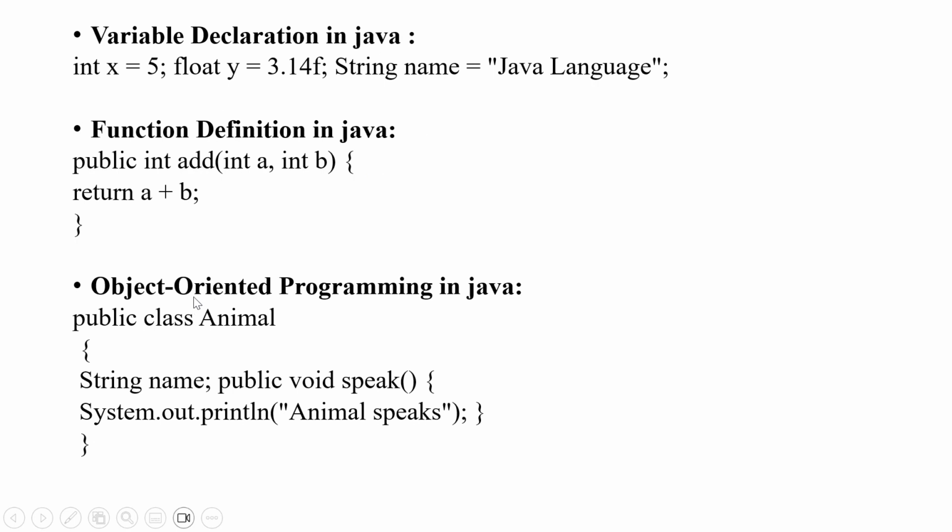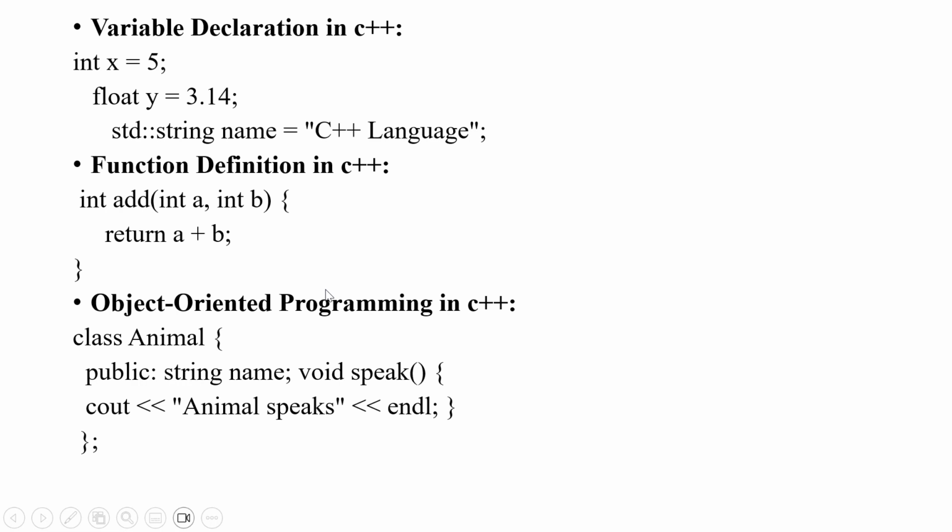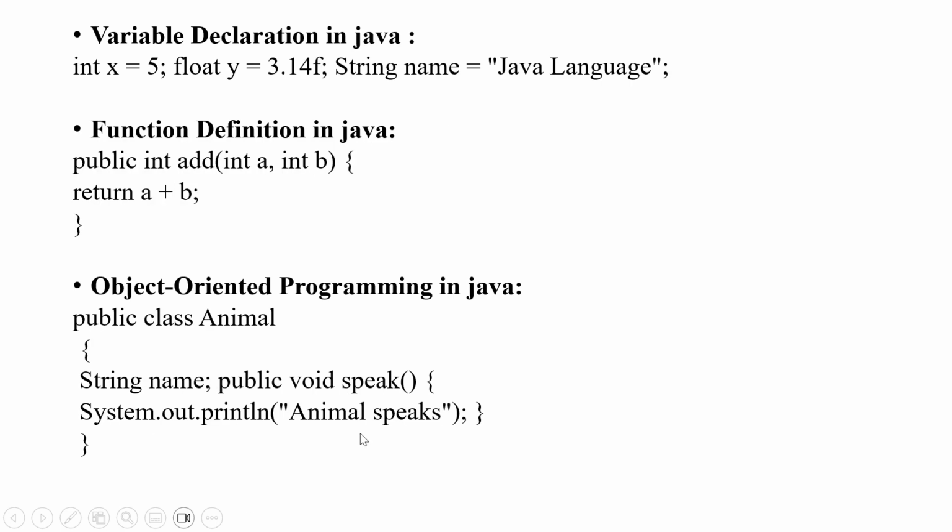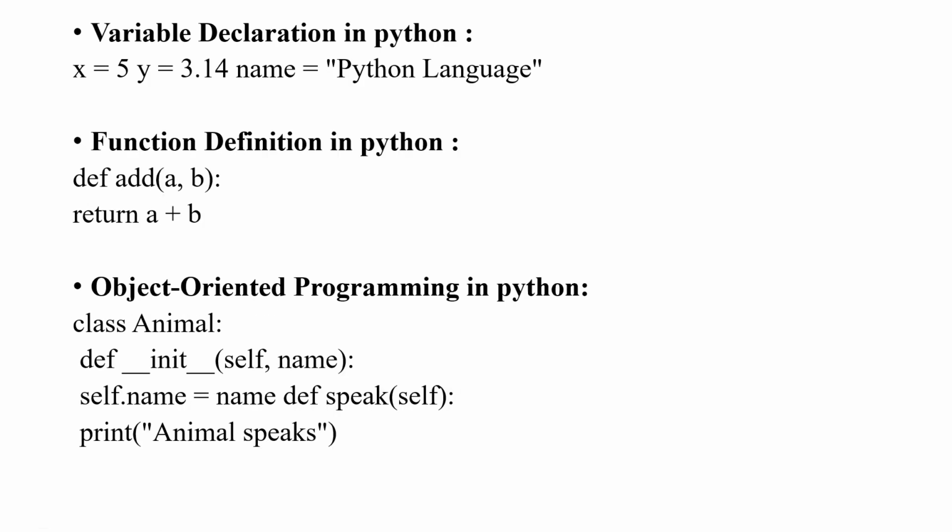Object-oriented program in Java: public class Animal, string name, public void speak. In this Java code, we use System.out.println. In C++ we use cout with the output operator in these braces, whereas in Java we use System.out.println to get the value of a particular program.